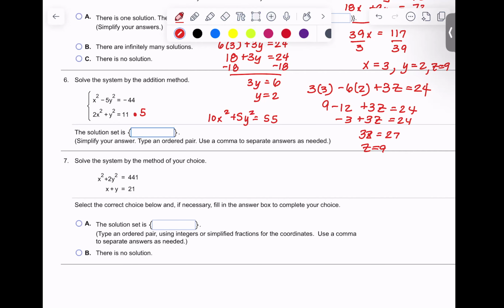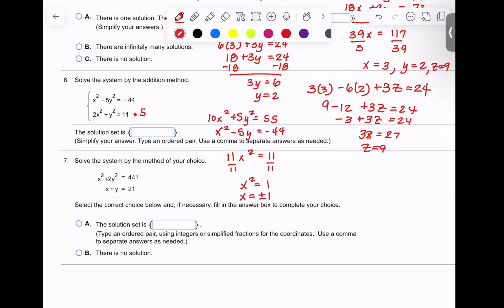Now I'm going to add that to the second equation. x squared minus 5y squared is equal to negative 44. And so I get 11x squared is equal to 11. Divide by 11, so x squared is equal to 1. So if x squared is equal to 1, x is equal to plus or minus 1.